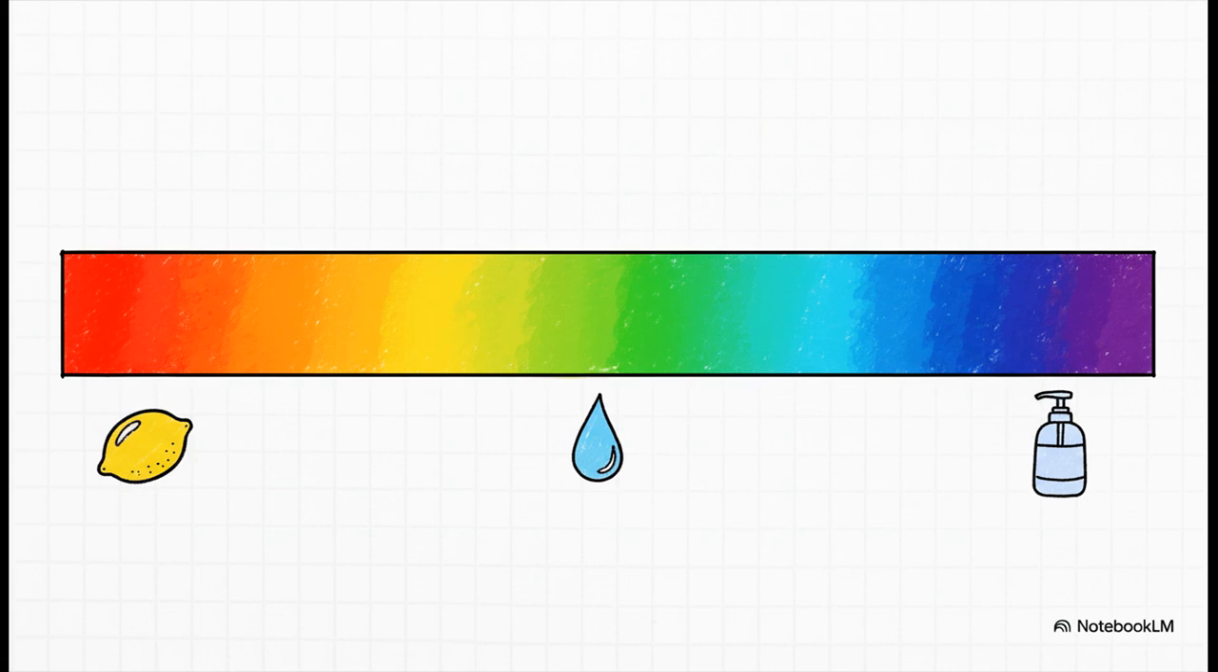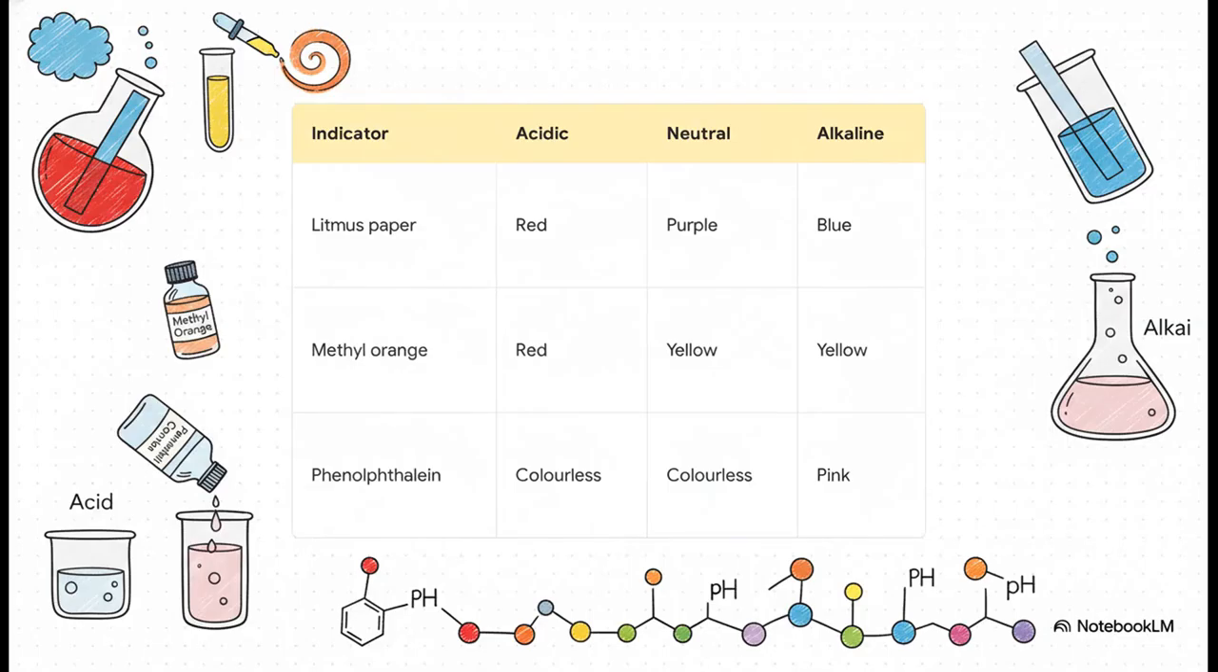It's a simple scale, usually running from 0 to 14. The rules are easy. Anything below 7 is acidic, anything above 7 is alkaline, and that perfect 7 right in the middle, that's neutral. Think pure water, and the further you get from 7, the more intense the acid or alkali is.